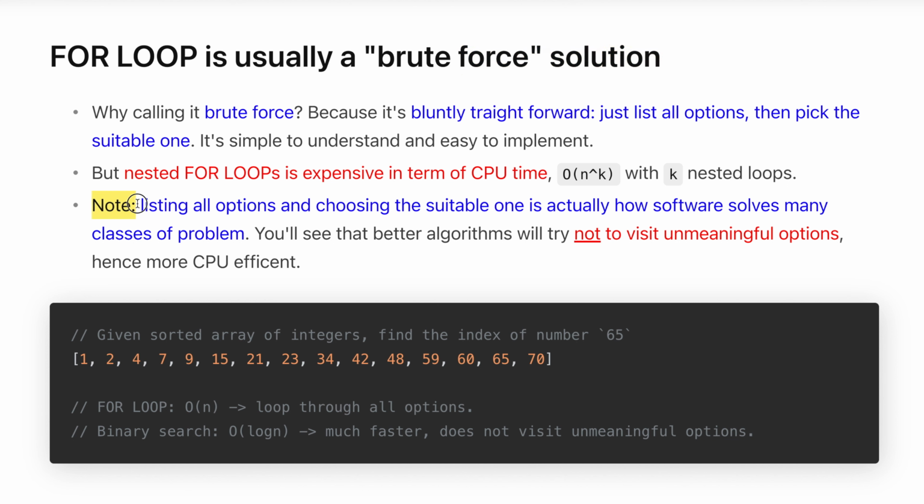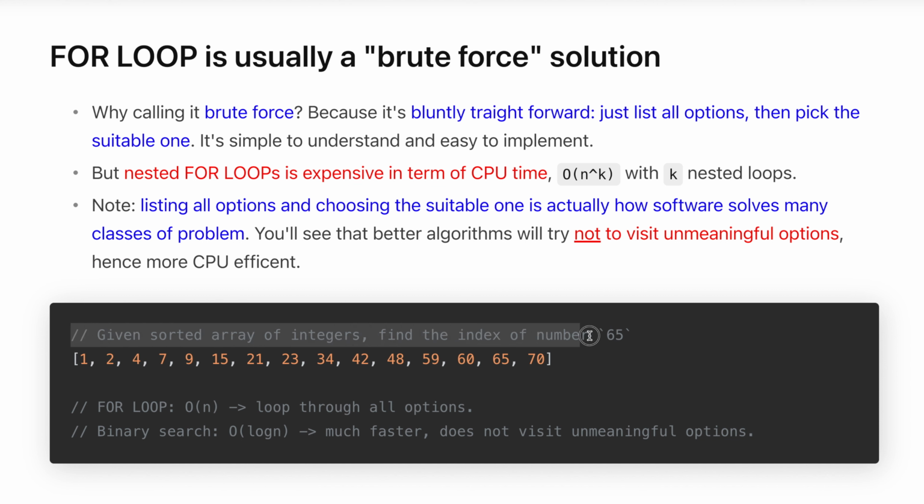There's an important note that you should know here: listing all options and choosing the suitable one for your problem is actually how software solves many classes of problems. And you will see in later algorithms that we're gonna learn, the better algorithms also do the same thing, listing all options. The difference of the better algorithms compared to nested for loops is that they will try not to visit unmeaningful options. By not visiting unmeaningful options, it's gonna be more efficient in terms of CPU time.